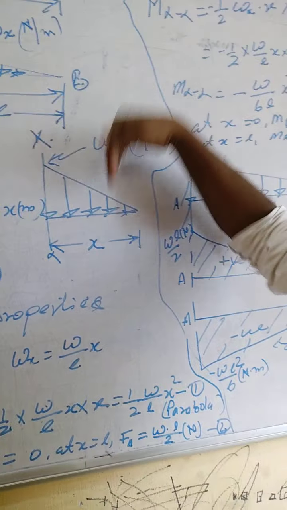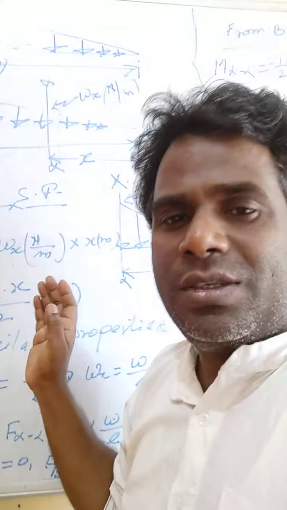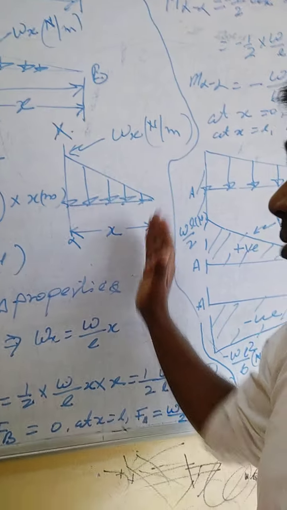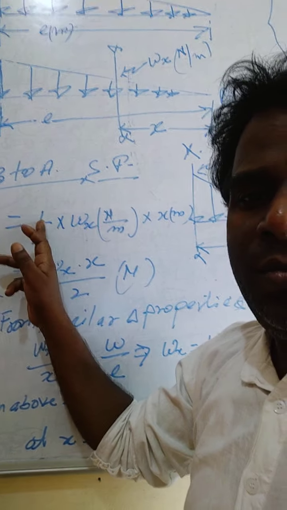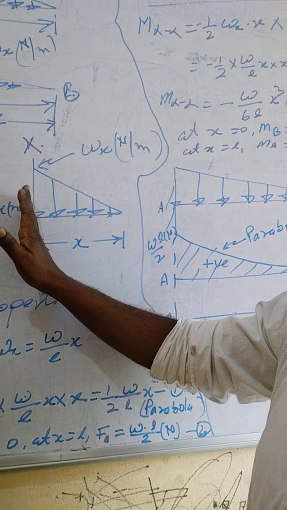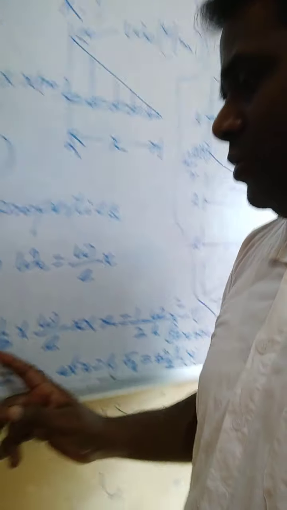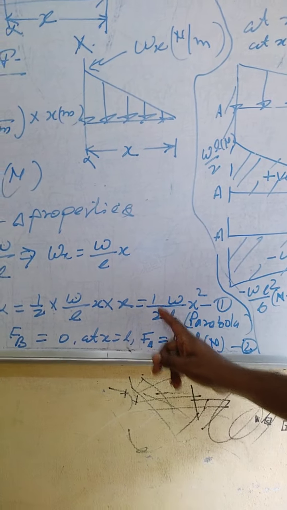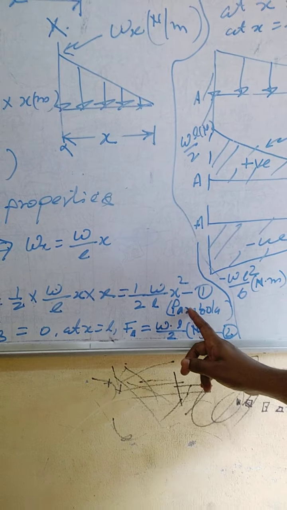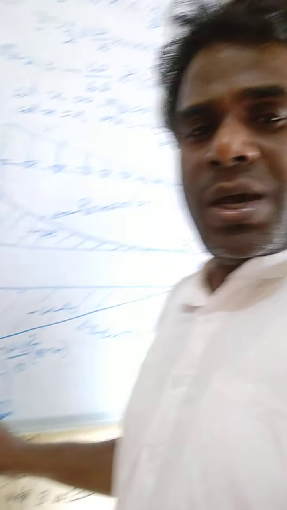So all the downward force right side to the cross section in sign convention is positive, so I have taken here positive. If it were upward, then we would put a minus sign here. All the shear force right side to the cross section which is downward is taken as positive. So we get half W by L into x square. The power of x is square, so it is the equation of a parabola.